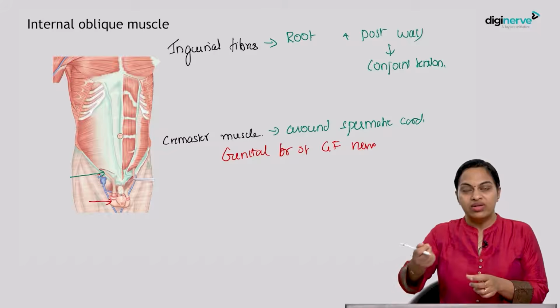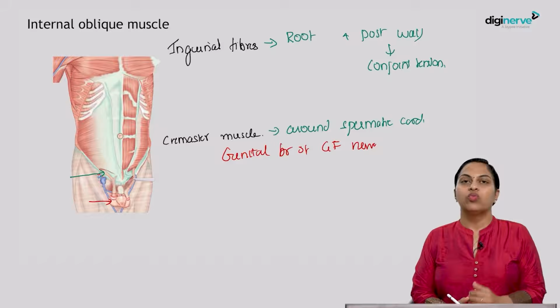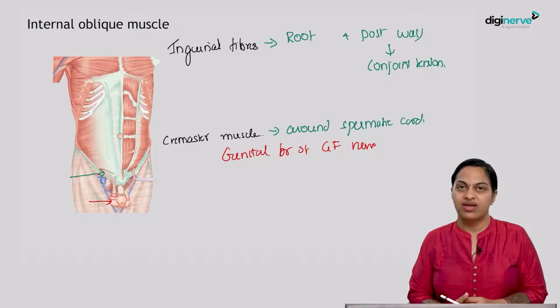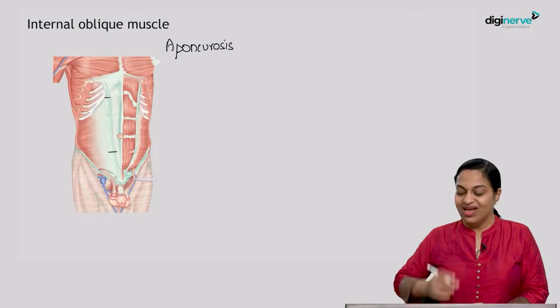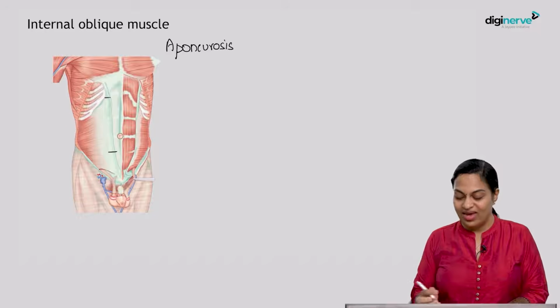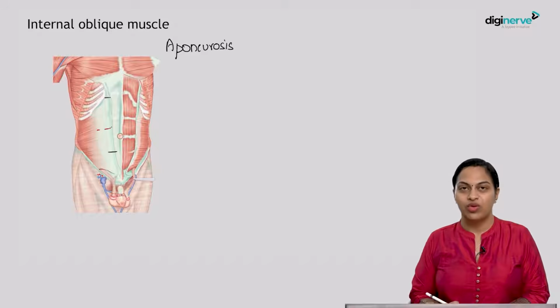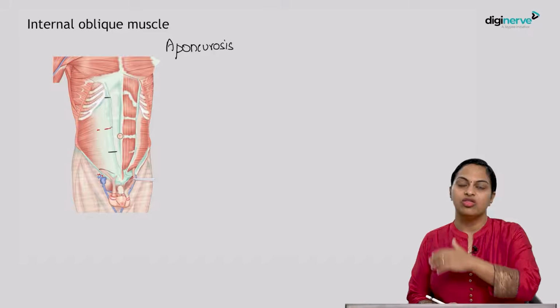It will pull the testes and occlude the superficial inguinal ring, which is one of the important defense mechanisms to prevent herniation in the region of the inguinal canal. Okay, and something very special about the upper aponeurosis of internal oblique. Yes, what you see here, this is the upper aponeurosis. We saw the inguinal fibers arching over, forming the roof, and then the conjoint tendon.